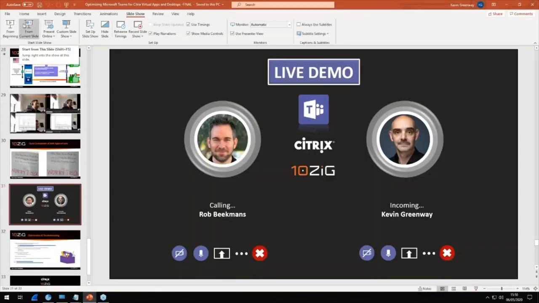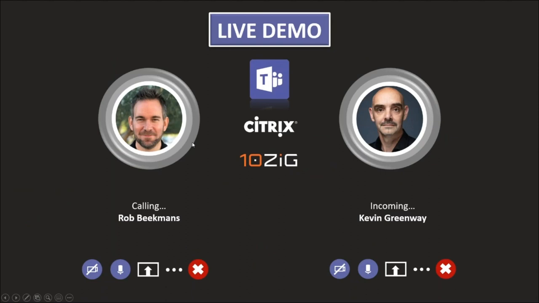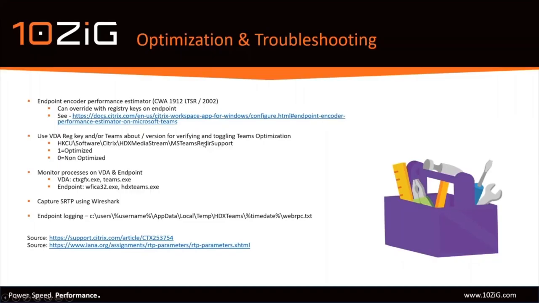So hopefully that demonstration was useful for you. Just going to quickly recap on any optimization and troubleshooting and anything that I probably didn't cover during the demo. So the first thing is the Citrix Workspace app for Windows includes a performance estimator from Citrix Workspace app 1912 or 2002. And what this does is it interrogates the hardware to figure out what the correct mode is as far as it's concerned to be able to encode.